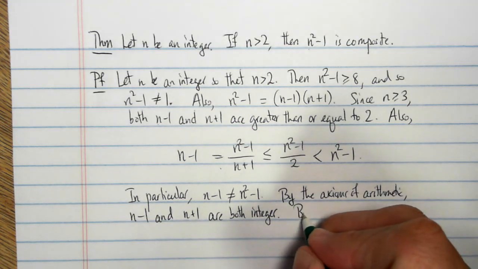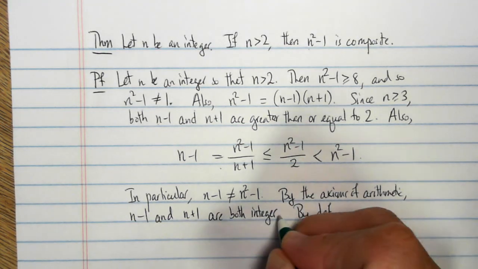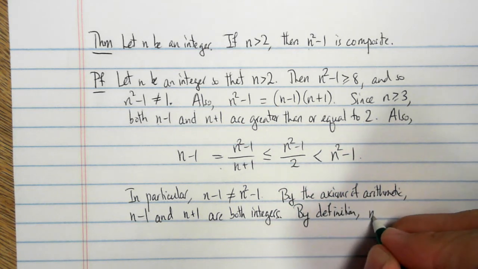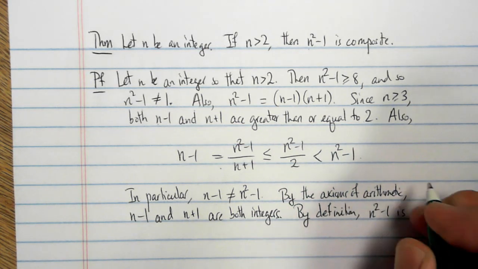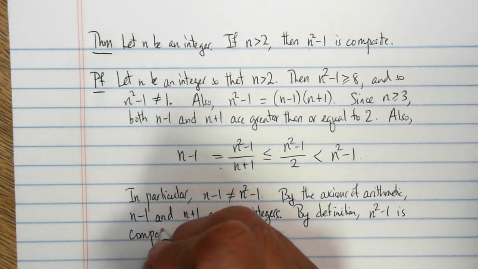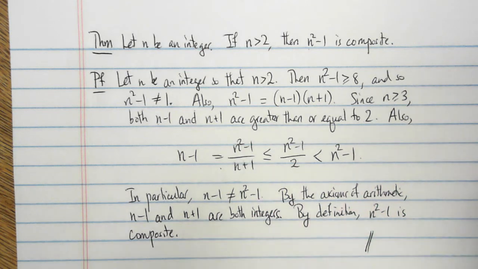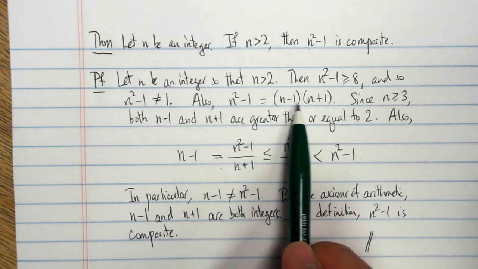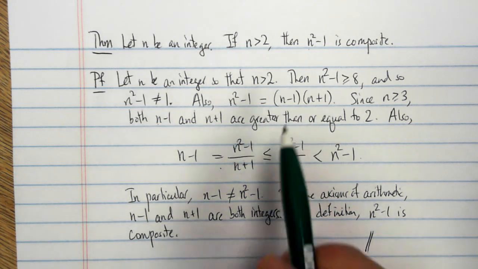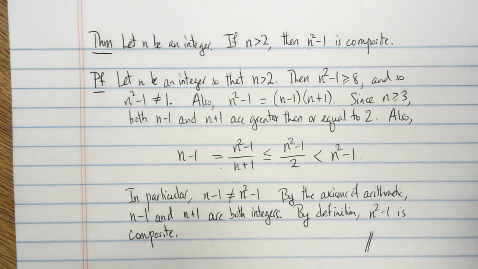So by definition, n squared minus 1 is composite. And so that's the end of the proof. There are some technical details here. We showed that it factored, but I had to also show that the n minus 1 here is not equal to 1, and also not equal to the original number.